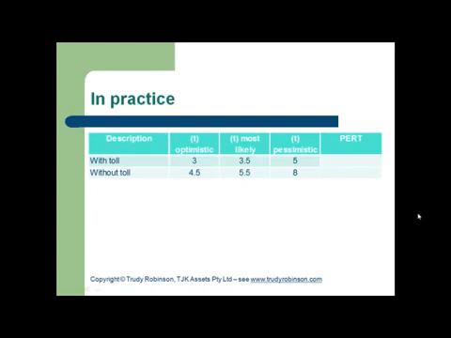In practice, we would know that with the toll we would have an optimistic travelling time of 3 hours. It's more likely to take 3.5 hours, and the most pessimistic is 5 hours. Without the toll, we know that the optimistic is about 4.5 hours, the most likely is 5.5 hours, but there's more likely to have impact from accidents, delays in the traffic, etc. So the pessimistic is 8 hours.